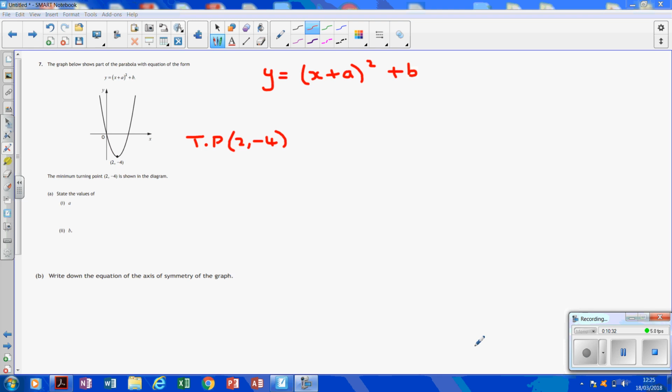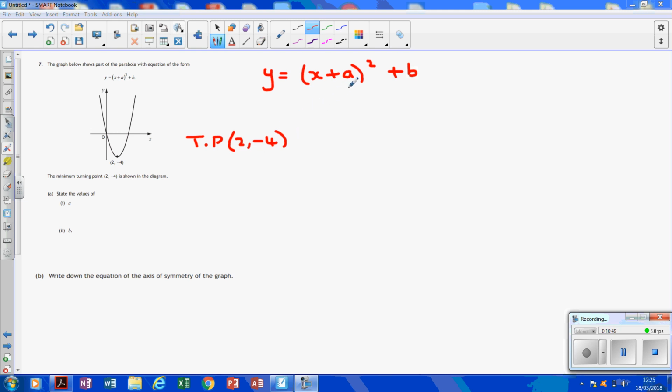Here we've got a parabola. It shows us that the turning point in this parabola is (2, minus 4), and we've got to state the values of A and B. So basically we're taking our completed square and we're going the other direction. Normally you're given an equation and you're asked to work out the turning point, so we're going back the other way.